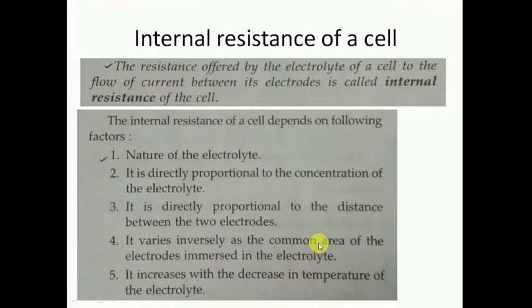Common area means, suppose you have two electrodes in the form of plates, and you are dipping one plate fully and one plate partially, that is, half of the plate is inside. That means the common area for both will be only the half plate, so half the area of the plate. If you have more area, more charges can enter the electrolyte. That's how it is inversely proportional. The more the area, the less the resistance. If the area is more, charge can enter and come out of the cell at a time.